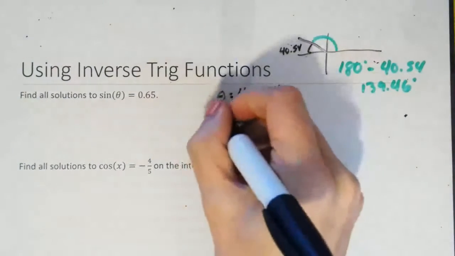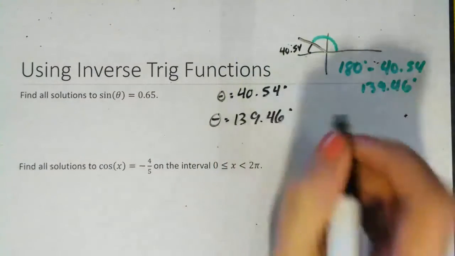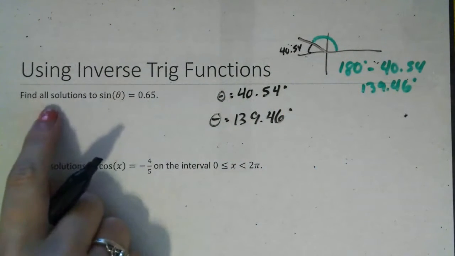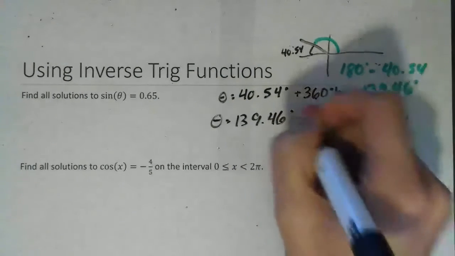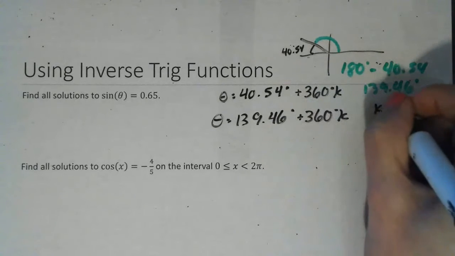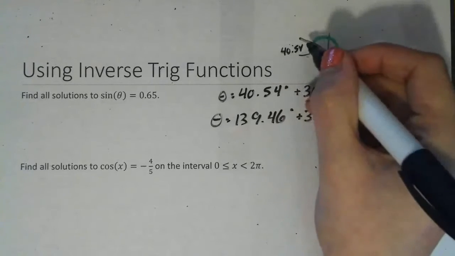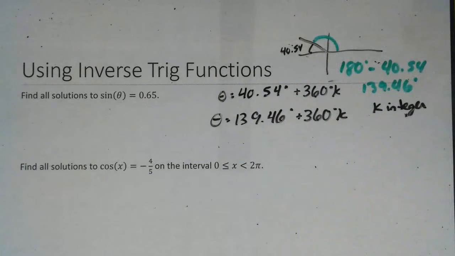So we also get that theta can be 139.46 degrees. These are my two solutions between 0 and 360 degrees, but it wants all of the solutions. So I need to add 360 degrees k to both of them, where k is any integer. So they're saying go to that angle and go around the circle however many times you want, either direction, as long as you end there, then you have the right sine value.